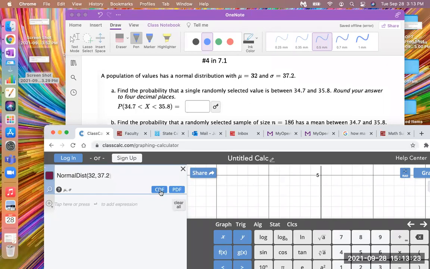So we always are going to choose CDF. They automatically tell us, see, from negative infinity to positive infinity, the area under the curve is one whole. So we don't want that. We want between 34.7 and 35.8. So all we have to do is type that in, 34.7 and 35.8. And there we go. There's our answer.